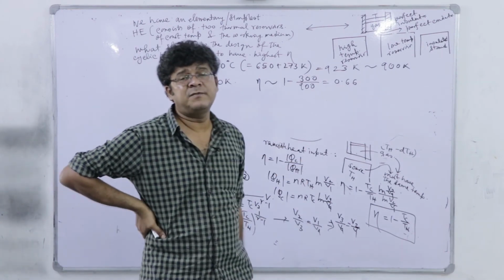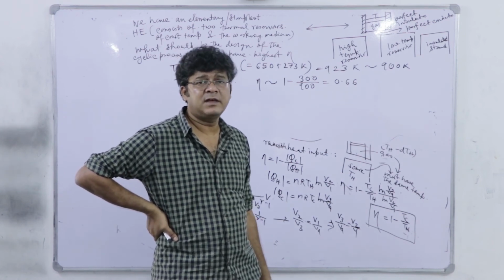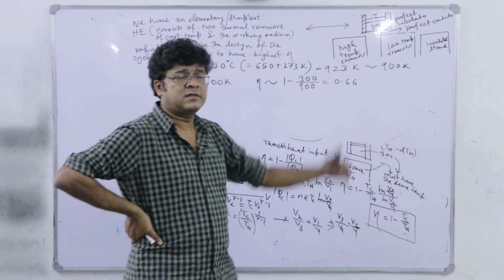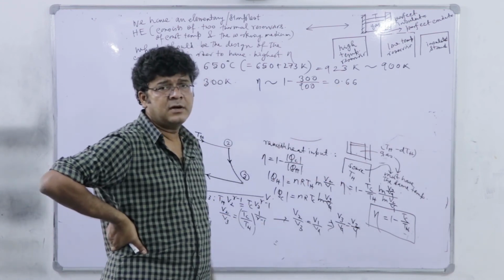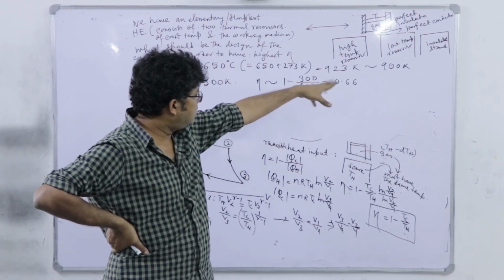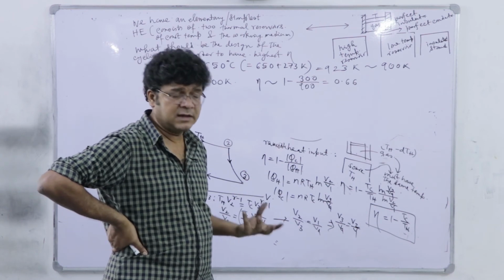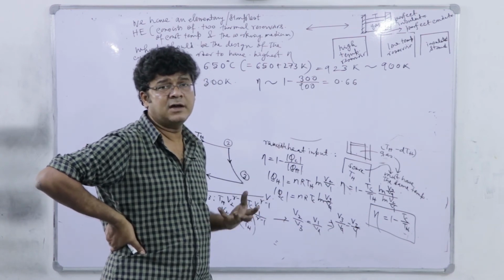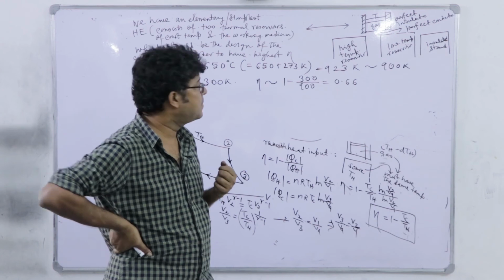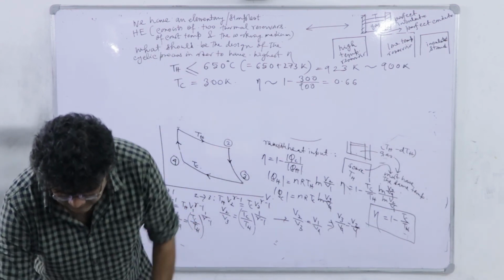So what is the actual efficiency of power plants? Around 35, 38, something like that. So it is nearly half or more than half of the respective Carnot cycle efficiency, because in reality we can never implement a reversible process. So that's all about the Carnot cycle.